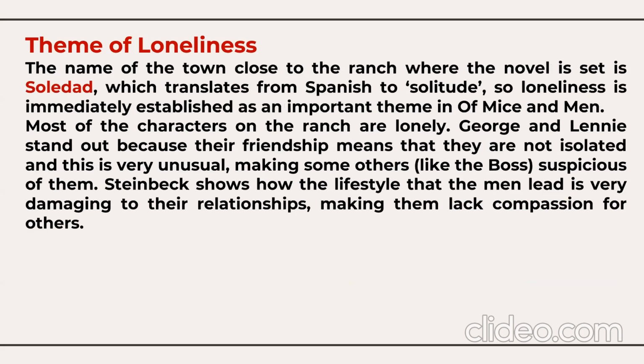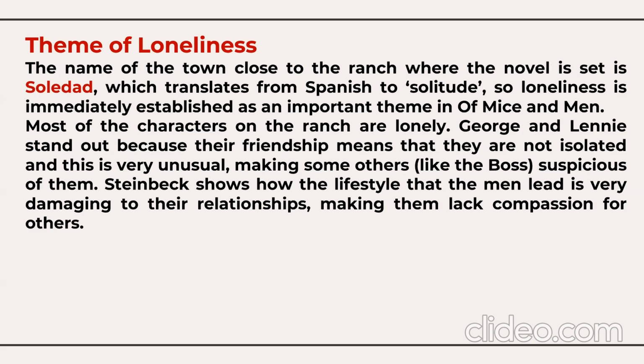Theme of loneliness. The name of the town close to the ranch where the novel is set is Soledad, which translates from Spanish to solitude. So loneliness is immediately established as an important theme in Of Mice and Men. Most of the characters on the ranch are lonely. George and Lenny stand out because of the friendship that means they are not isolated, and this is very unusual, making some others suspicious of them.